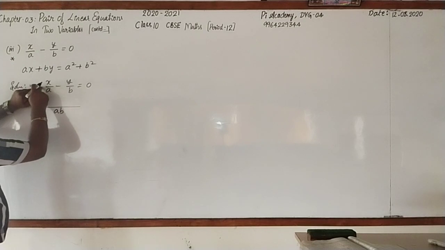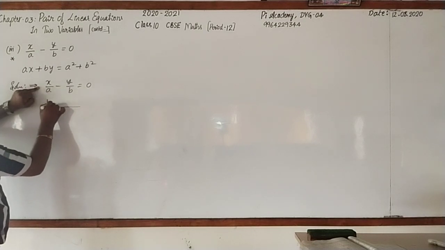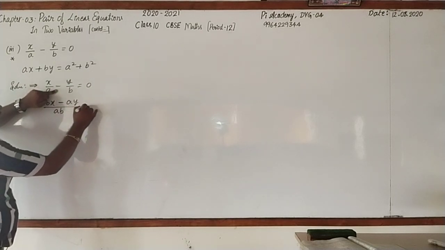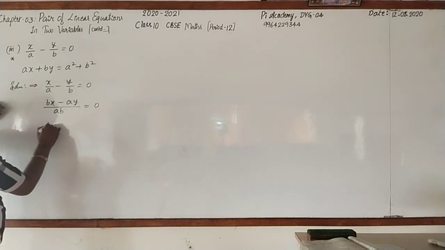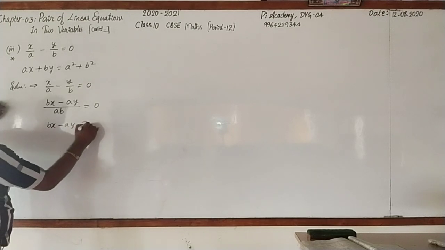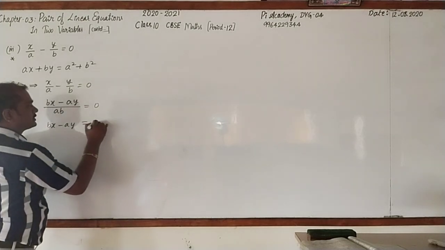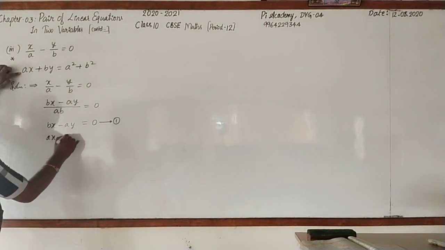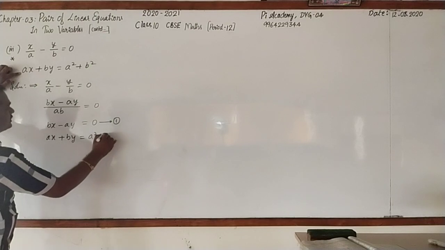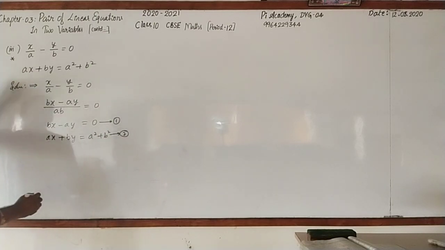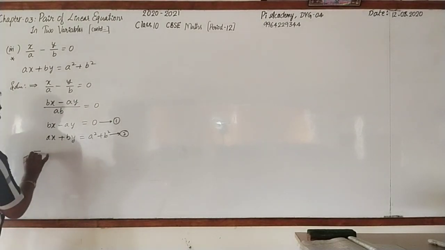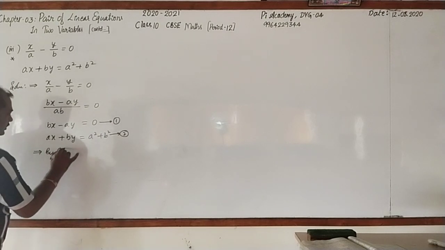When you multiply ab here to the first term, a and a get cancelled, it becomes bx minus. Here b and b get cancelled, becomes ay. This is equal to 0. Then bx minus ay is equal to 0 into ab. This is also 0. You may call it equation 1. And the next one is ax plus by is equal to a square plus b square. You may call it equation 2. Got it? Yes. Could you tell which method can be applied to find out x and y? Yes. Let us go for the elimination method.